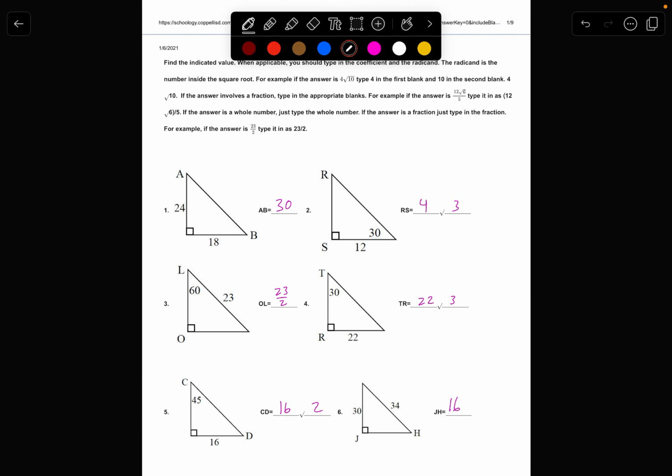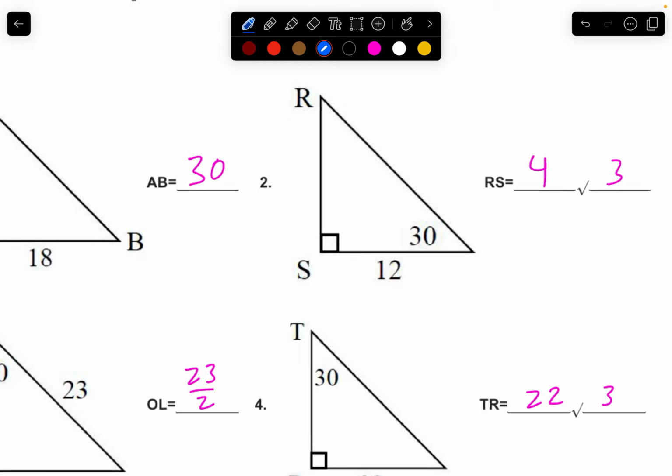All right, guys. 30-60-90s, 45-45-90s, Pythagorean theorem, the lesson we just had. Here's the homework. A lot of good stuff in here. We're going to work each one of them out. So let's try to get really good at this stuff.